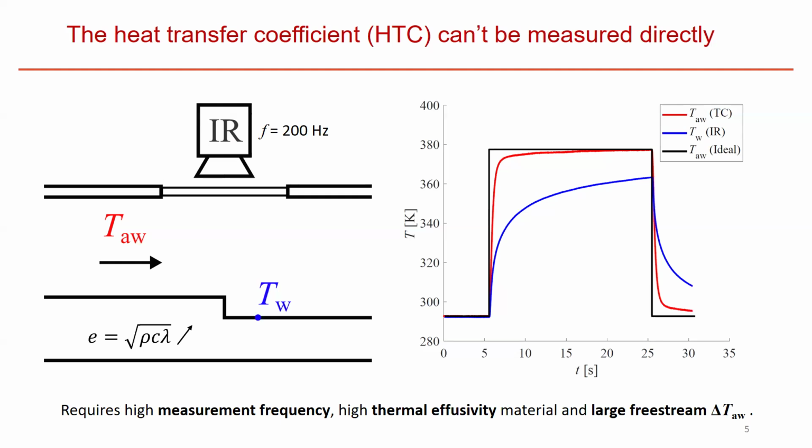Because you need to remember, the only thing we measure are temperatures. Getting the heat transfer coefficient is all done in the post-processing. So it is really important that we get a material with a high thermal effusivity, so we can slow down this thermal response, as you can see here. And finally, previous work by Playford has indicated that the biggest factor in reducing uncertainty in this experiment is having a high free stream temperature step.